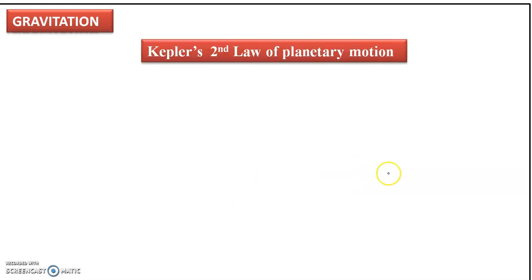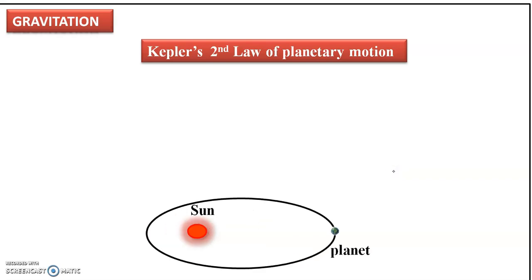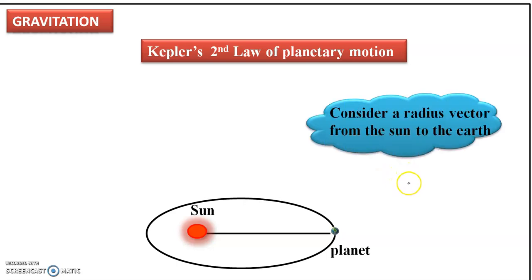Kepler's second law of planetary motion. Every planet moves around the sun in an elliptical orbit. Now, for the explanation of the second law, we consider a radius vector from the sun to the earth, the line joining the sun to the planet. This line we consider as the radius vector.